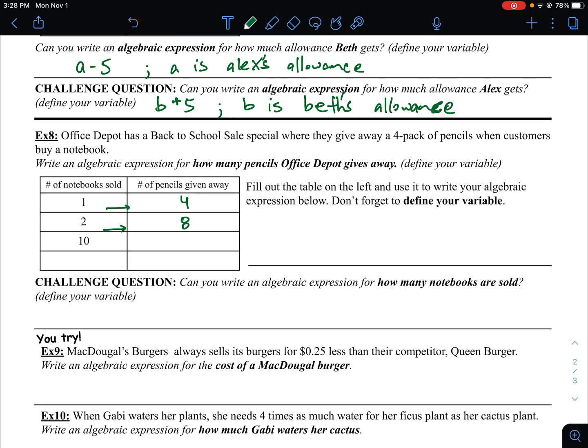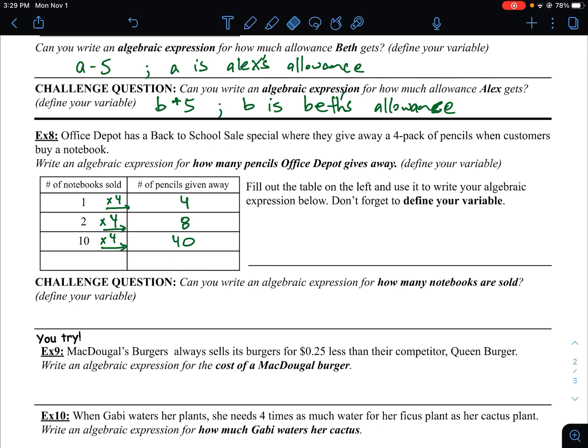What are you doing to figure out how many pencils are given away? Well, you could multiply by 4, because 1 times 4 is 4. 2 times 4, the number of pencils given away, is 8. So if 10 notebooks are sold and you're giving 4 pencils away each, that's 4 added 10 times, repeated addition, that's the multiplication. So basically 40 pencils are given away. What if they did 100 notebooks sold? Well, then that would be 400 pencils given away.